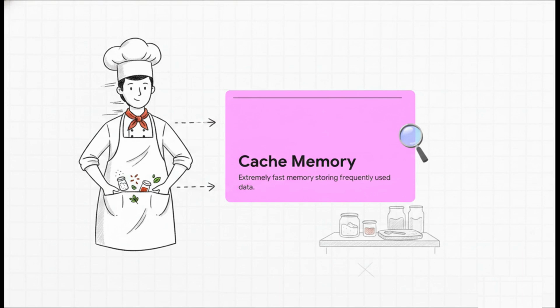Next, we have cache memory. Think of cache as the pockets on the chef's apron. It stores handfuls of frequently used ingredients, maybe like a pinch of salt, so the chef doesn't even have to walk over to the kitchen counter to grab them. It keeps all that vital data as close to the action as physically possible.